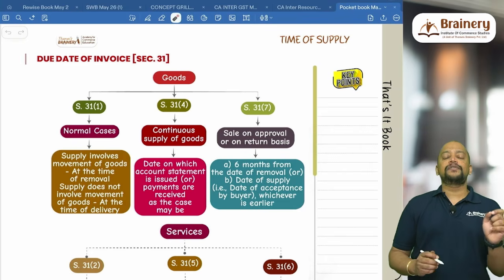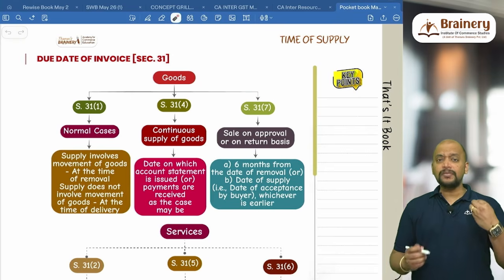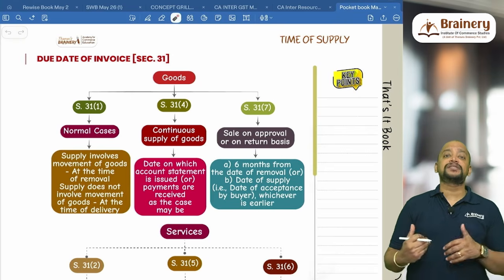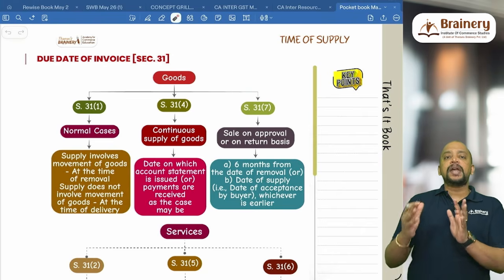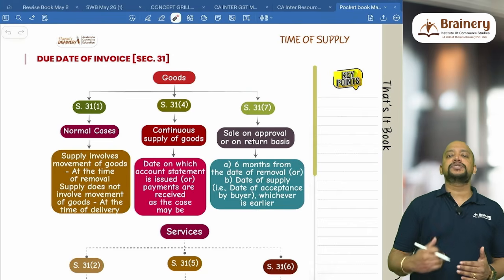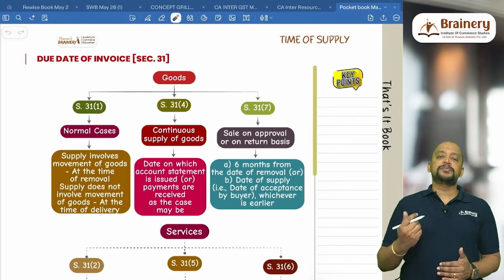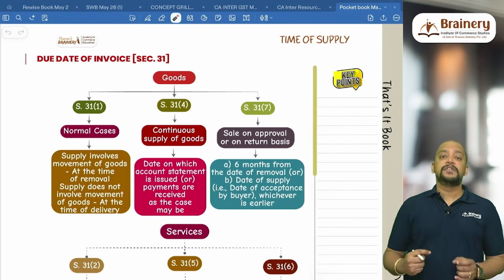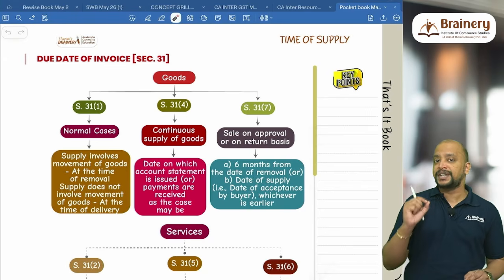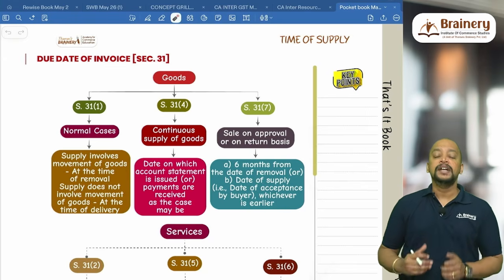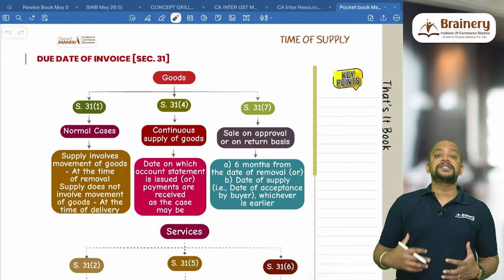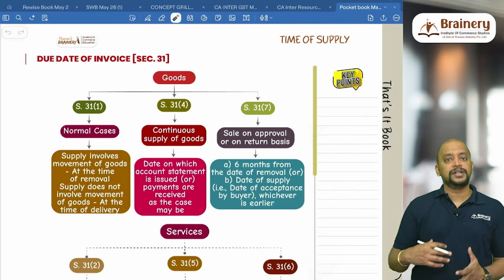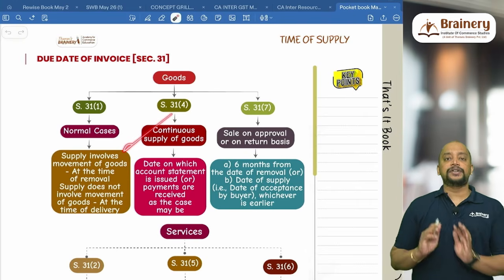So for continuous supply of goods, what will be taken as the due date of invoice? First we need to see whether the payments are received based on account statement or not. If the payment is based on account statement, means we are issuing an account statement, and in that account statement we will mention how much amount will be receivable. Then for that amount which is receivable based on account statement, the account statement date will be taken as the due date of invoice. Whereas if the payments are received on ad hoc basis irrespective of the account statement, as and when the payments are received, that should be taken as the due date of invoice. This is in case of continuous supply of goods.